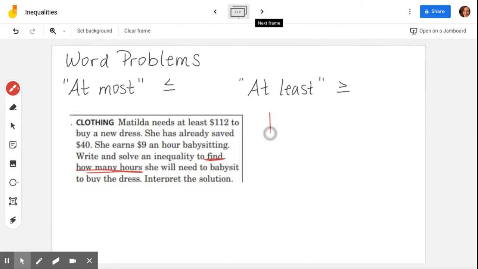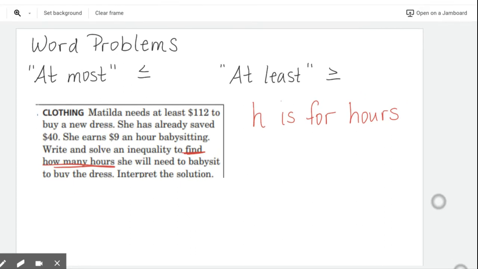Okay, it says, find how many hours. So I'm going to use H, and I'm going to say H is for hours. Okay, let's go back up to the problem. I'm going to think about that "at least" here in a minute. What I'm comparing it to, the total amount that I'm really considering here is 112. So I'm going to put that on the right. On the left, I'm going to think about the rest of this information. She already has 40. Okay, so I'm going to write down 40.